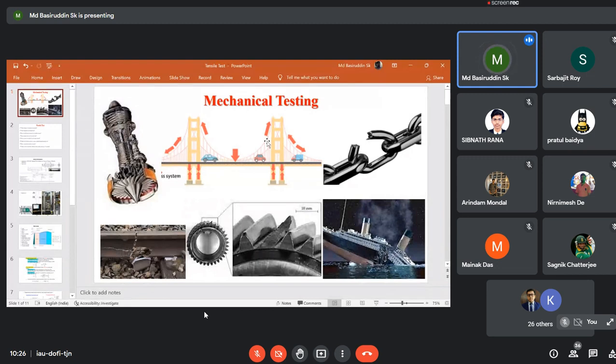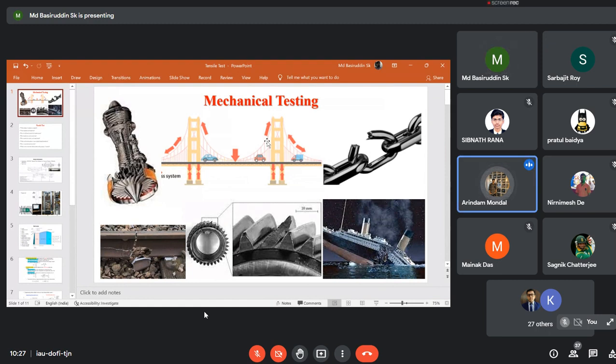Those long wires are used only after the engineers have done the tensile test and checked the certificates. The engineers have verified the tensile test results before applying them in the construction of the bridge, right?